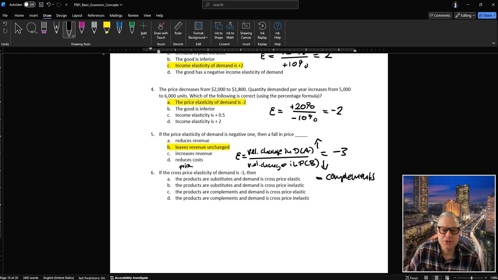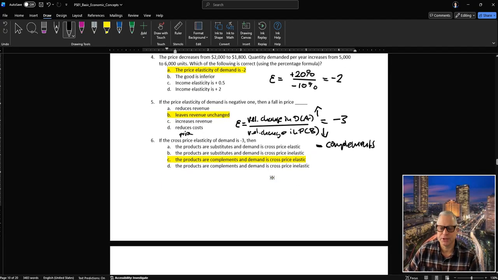So the products are complements, and the demand is cross-price elastic. Yes, it is elastic because the absolute value is greater than 1. So C is the correct answer. If it were less than 1, we would consider it inelastic.